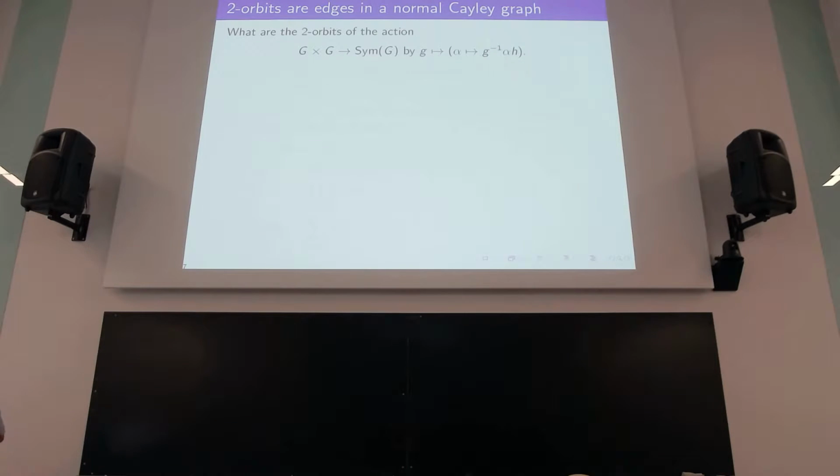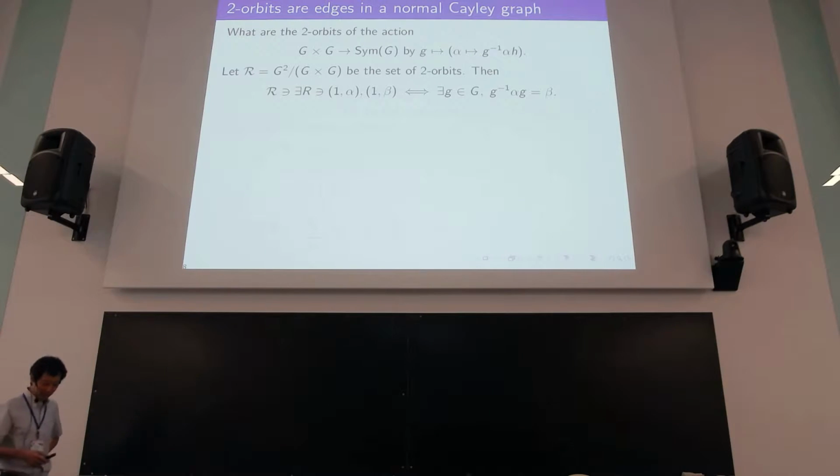Well, it turns out that the two orbits are precisely the edge set in a normal Cayley graph. Sorry, I have to correct this G to G comma H. So what are the two orbits? The set of two orbits is denoted by the set squared divided by the group on which it acts. So this is the set of G orbits. As usual, it is denoted by script R.